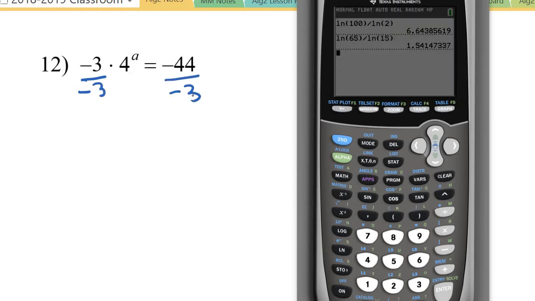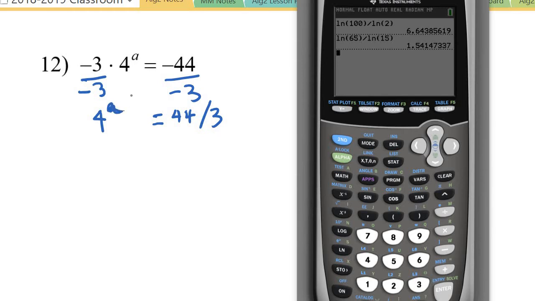Okay. So I know that the right side is going to give me some number that is totally a decimal that does not end. So I am going to leave it to the very end to evaluate that. So I'm going to just write 44 divided by 3. Okay, that's the right side. And the left side will be 4 to the power of a.